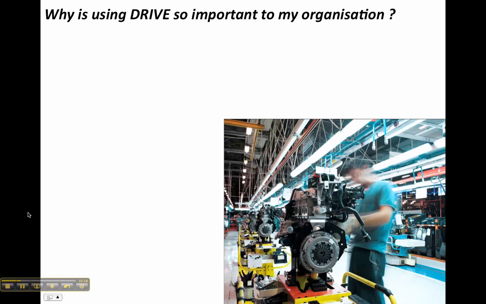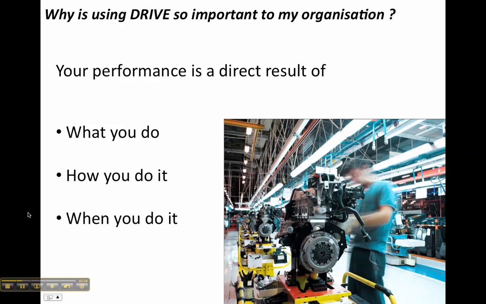So why is the drive concept so important to any organisation, and why is it important to your organisation? The performance that you have is a direct result of what you do, how you do it and when you do it. It's not just about being in the right place at the right time, it's also acting in the right way at the right time, and it's that thing that the customers, the businesses really miss.